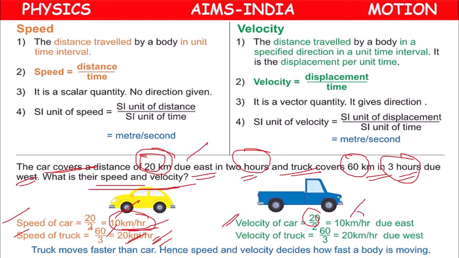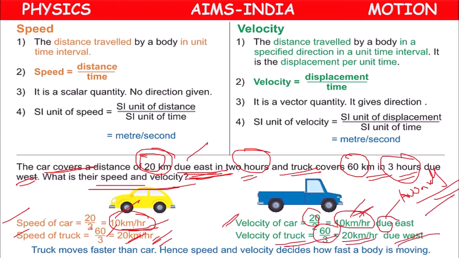But for velocity, along with the value 10 km per hour, it is going due east. Here the word due means towards that side, towards east: 10 km due east. So velocity of truck is 20 km due west. While mentioning velocity, we have to mention the direction. While mentioning speed, no need to mention the direction, only the value.